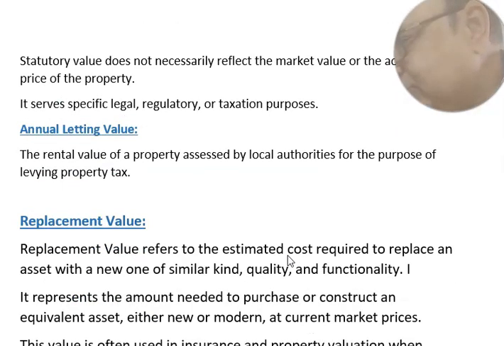Annual letting value. In my IBBI exam, this question came as one MCQ. A definition was given, and they asked which value that was. That was the annual letting value. It is the rental value of property assessed by the local authority for the purpose of levying property tax. Say if the municipality wants to collect the property tax, first they will calculate the rental value. According to the rental value, they will fix the tax. That is called the annual letting value.